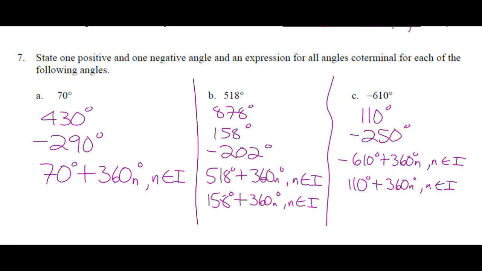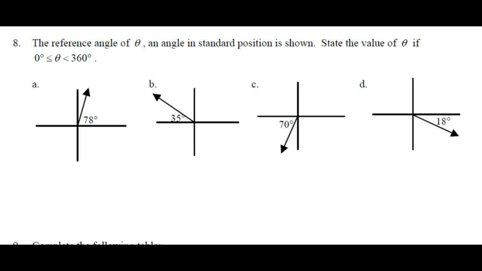Okay, what's next? The reference angle of an angle theta in standard position is shown. State the value of theta if it's between 0 and 360. So you've got a reference angle. We want the principal angle, right? Principal angle is the smallest positive angle between 0 and 360. So reference angle 78, what is theta? 78. Quadrant 1 is nice, right? Reference angle is 35. What is theta?